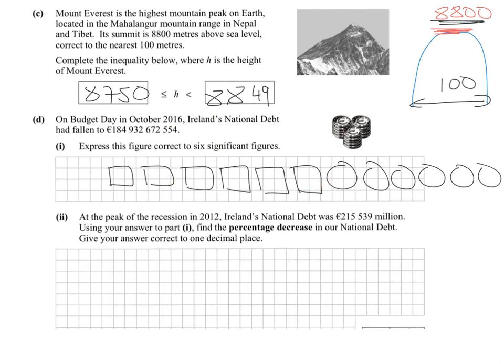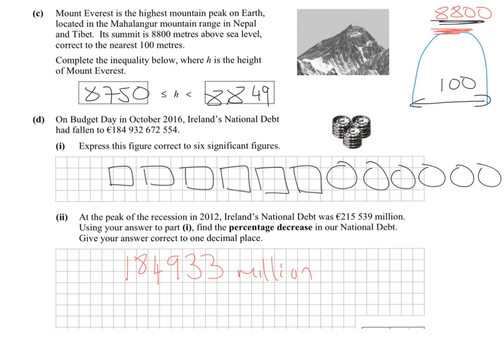The last question: at the peak of the recession in 2012, Ireland's national debt was 215,539,000. Using the answer to part 1, find the percentage decrease of the national debt. For part 1, once you've entered your 6 digits, it should have been 184,933 million. This is not written to significant figures, okay? The one with the zeros would be written to significant figures. And you're asked then for the percentage decrease.